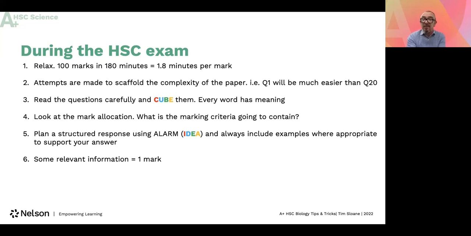So if it's a 9-mark question, you need to be planning, having a think about where those 9 marks are going to be allocated, and again, structure your response accordingly to obtain the most marks that you possibly can. Now, another acronym for you, it's a widely used one: plan a structured response using ALARM, or, I guess more the actual acronym that you'll put in place during your exams, IDEA, and I'll talk to that shortly in a moment. And always include examples where appropriate to support your actual answers, okay?